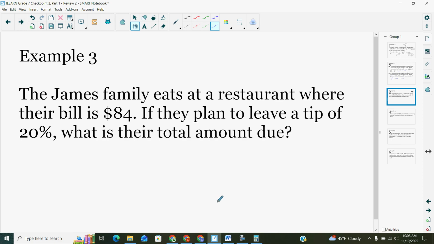Example 3. Example 3 says the James family eats at a restaurant where their bill is $84. They plan to leave a tip of 20%. What is the total amount due? James family eats at a restaurant. Their total bill is $84. They want to leave a 20% tip. We need the total amount that they're going to wind up paying.